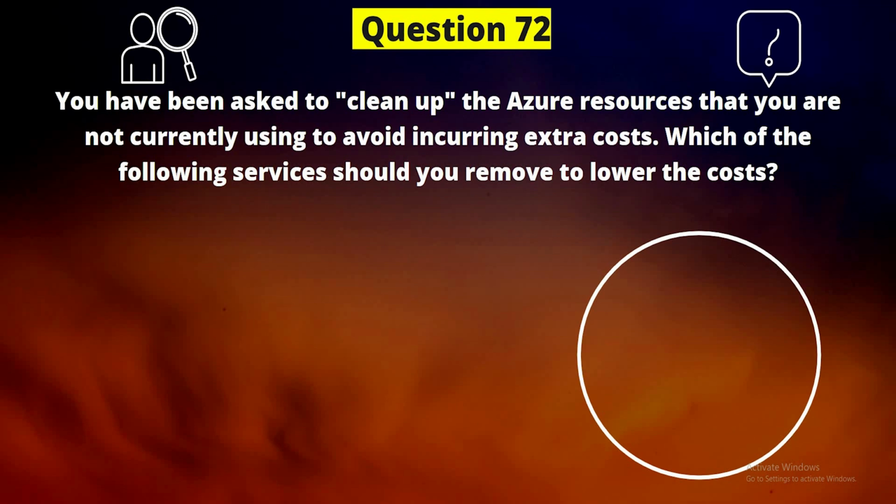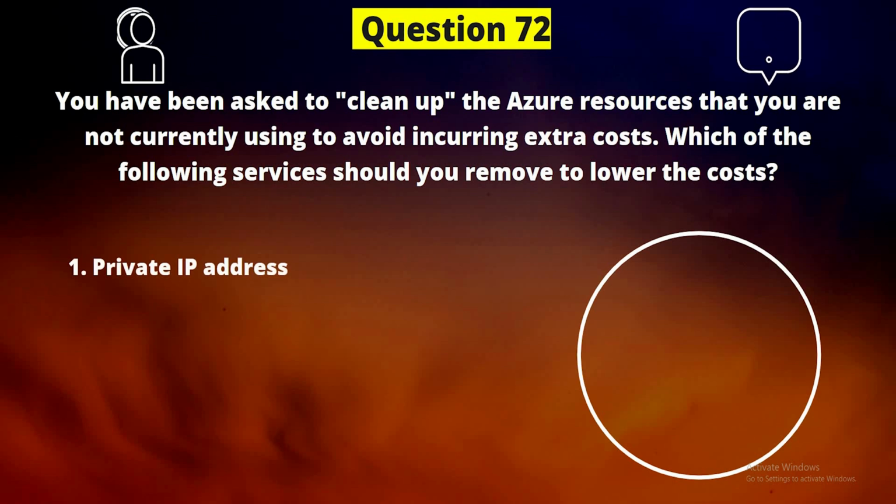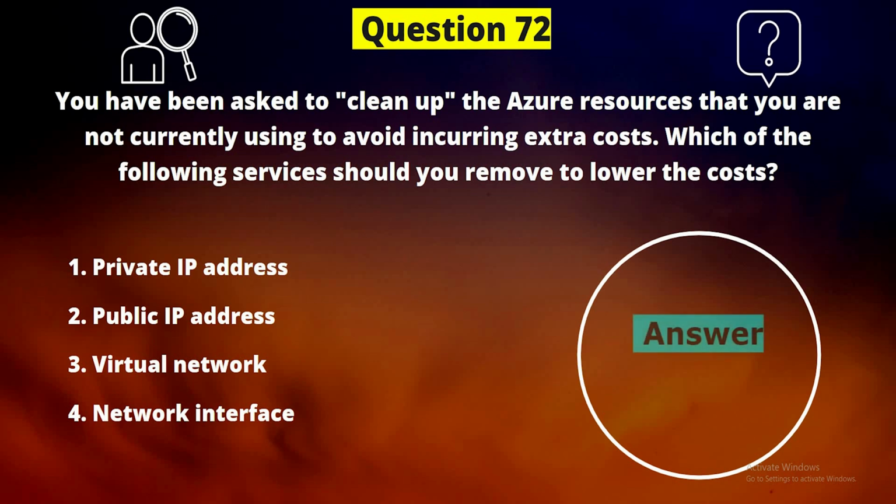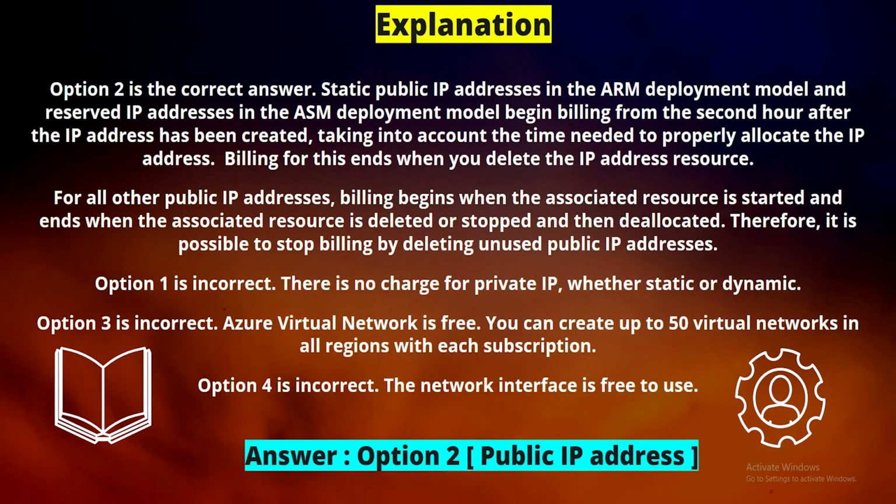Question 72. You have been asked to clean up the Azure resources that you are not currently using to avoid incurring extra costs. Which of the following services should you remove to lower the costs? And the options are Option 1, private IP address. Option 2, public IP address. Option 3, virtual network. Option 4, network interface. And the correct answer is Option 2, public IP address. Explanation. Option 2 is the correct answer.